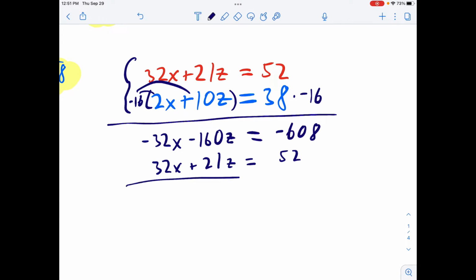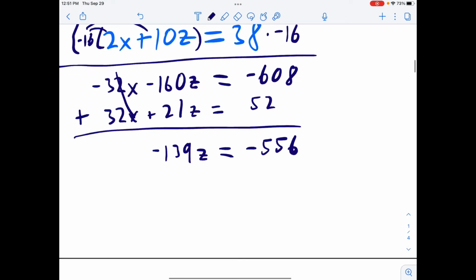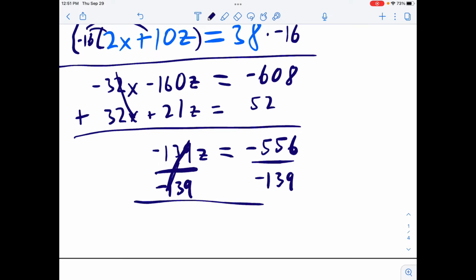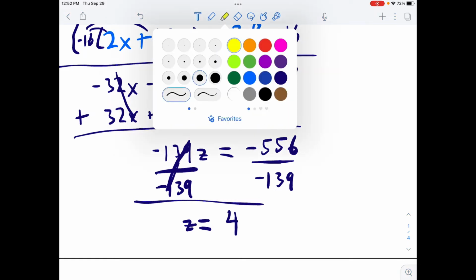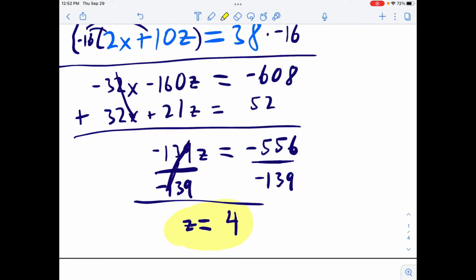All right, so let me add these two equations together. These x's will cancel. Negative 160 plus 21 is negative 139z. And that equals negative 608 plus 52. So that equals negative 556, okay? Good stuff. Let's divide both sides by negative 139, get z by itself. All right, we get z equals 4. So there we go. I got my first variable solved for, okay?